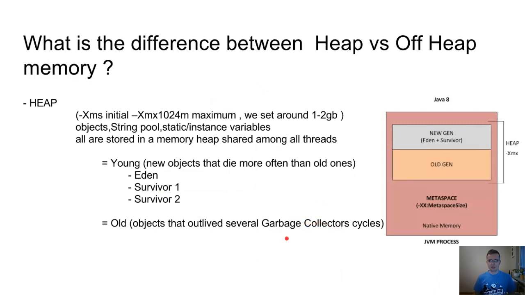What is the difference between heap and off-heap memory? So let's see what is heap memory. Two parameters to set the initial size of the heap for JVM. When you start JVM, you can put these parameters, Xms for minimum and Xmx for maximum memory. Normally we set around 1, maybe 2 gigabytes for a heap, depending how many objects you have in your project.